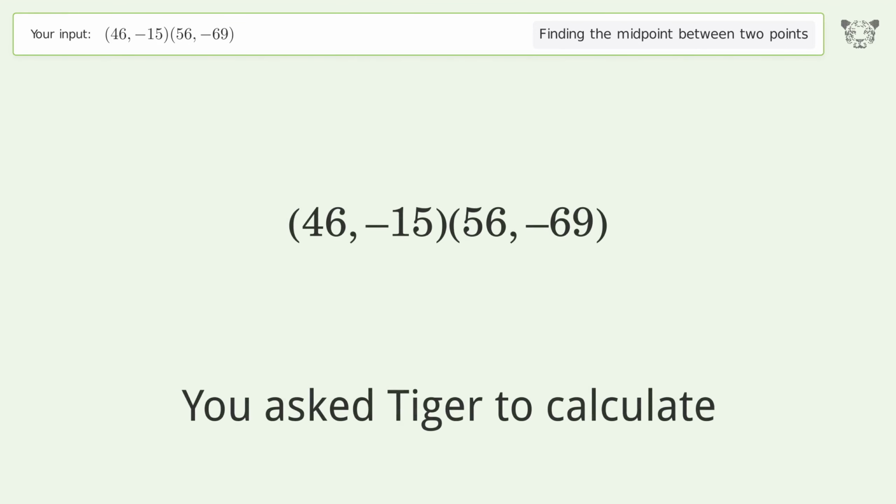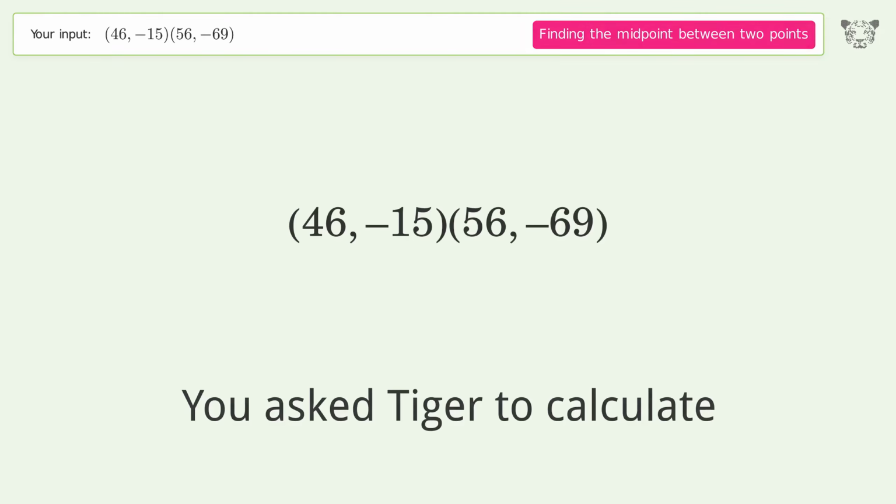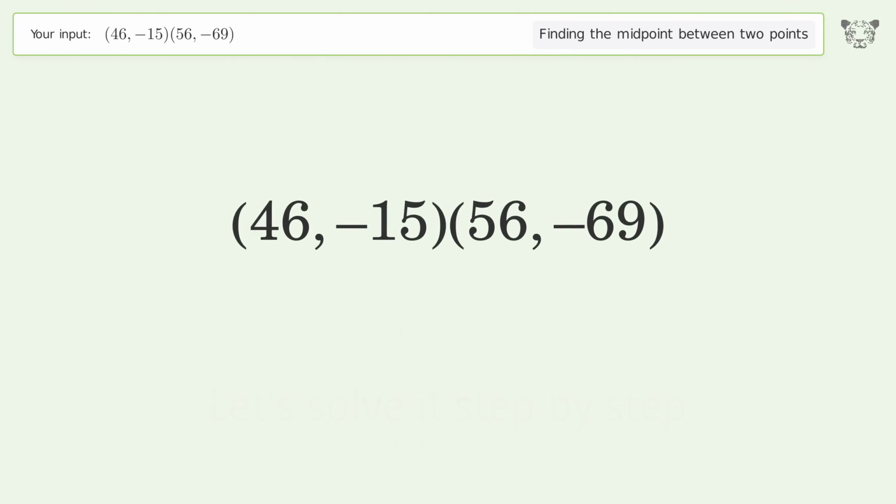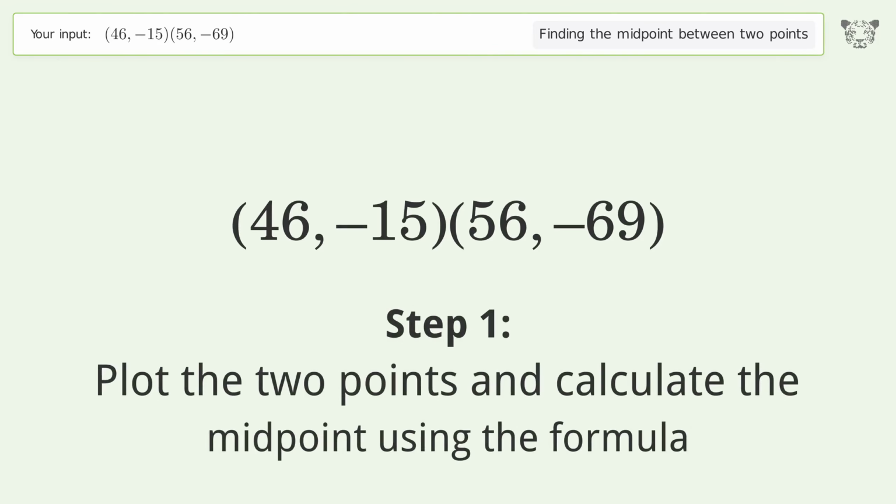You ask Tiger to calculate. This deals with finding the midpoint between 2 points. The midpoint between the 2 points is 51, negative 42. Let's solve it step by step. Plot the 2 points and calculate the midpoint using the formula.